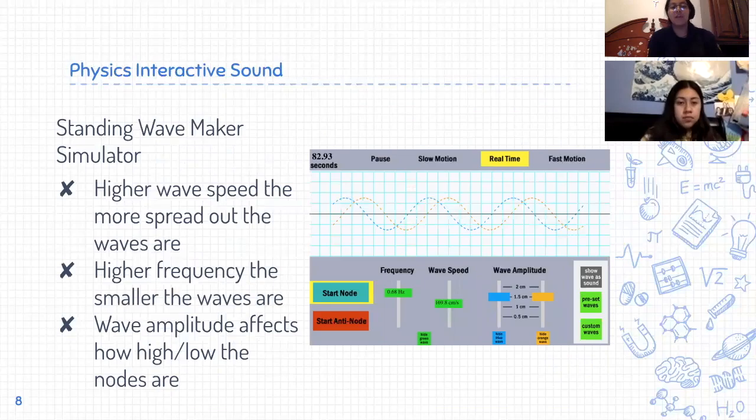And then from the last simulator, the standing wave maker, I noticed that the higher the wave speed, the more spread out the waves are. Higher frequency, the smaller the waves are, and the wave amplitude affects how high and low the nodes are.